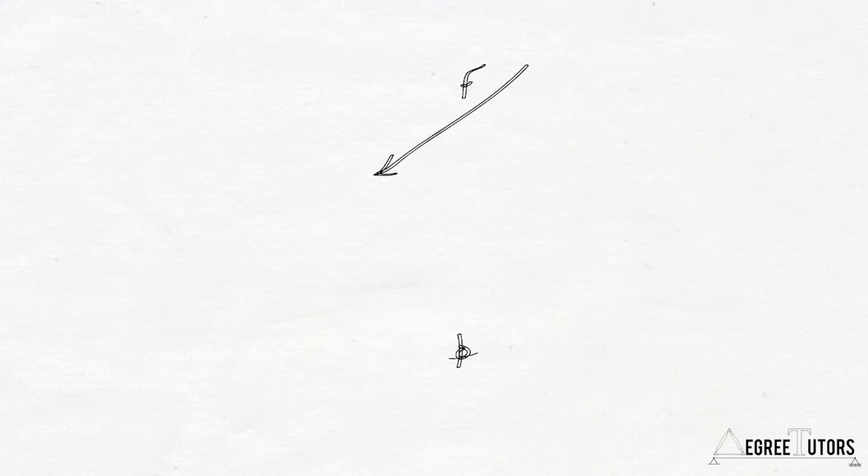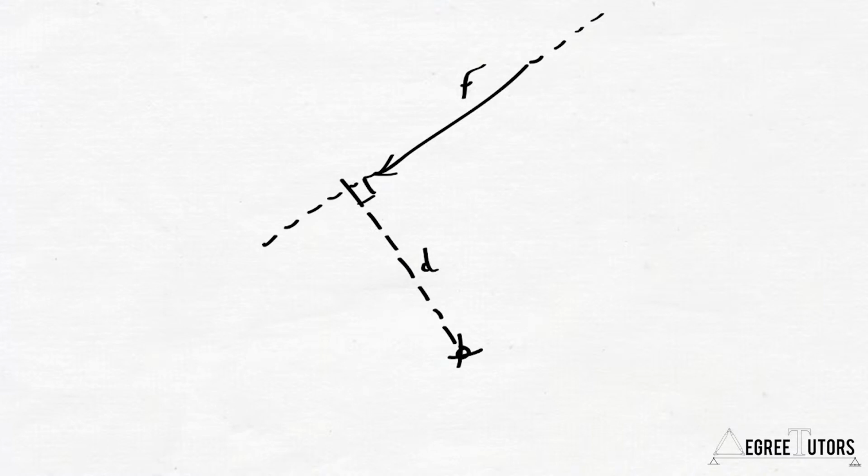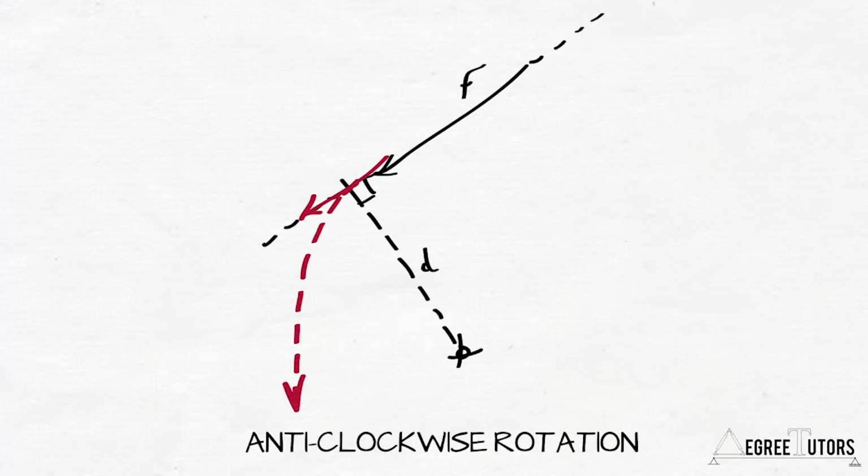Let's develop the idea by considering an example. Consider a force F with lever arm D between the line of action of the force and the point of rotation. If we imagine drawing a circle with radius D and starting by moving our pen in the same direction as F, the arc we would draw shows us the sense of rotation of the moment of F about the point of rotation, in this case anti-clockwise rotation.